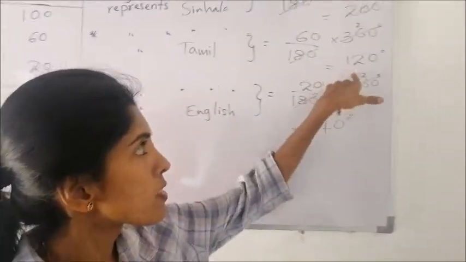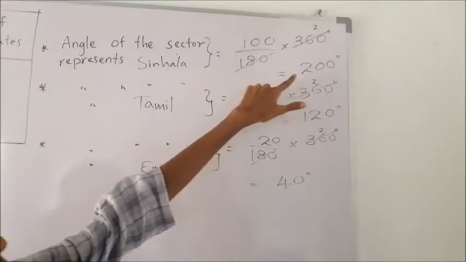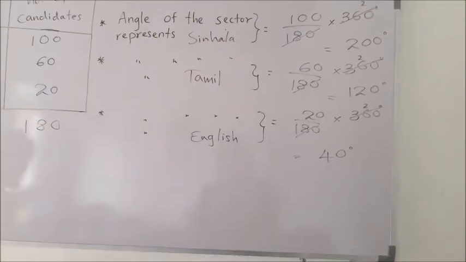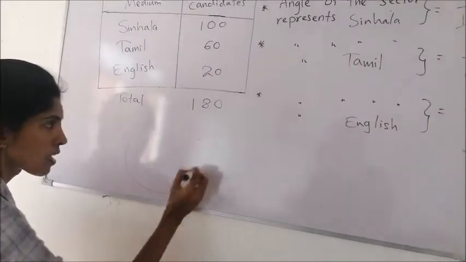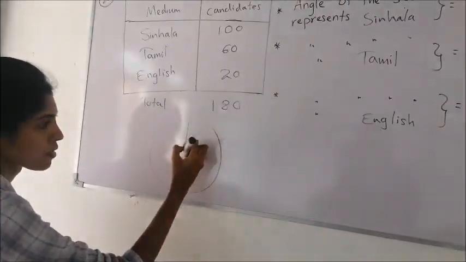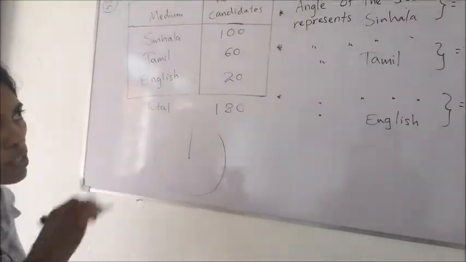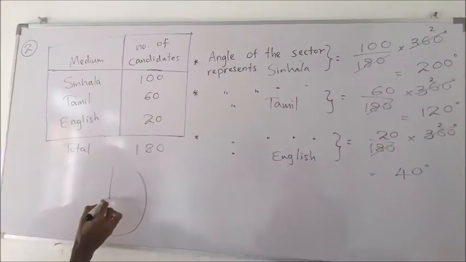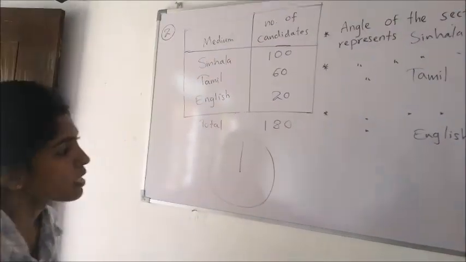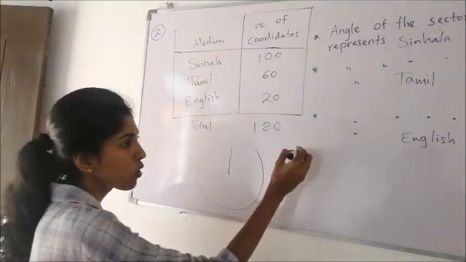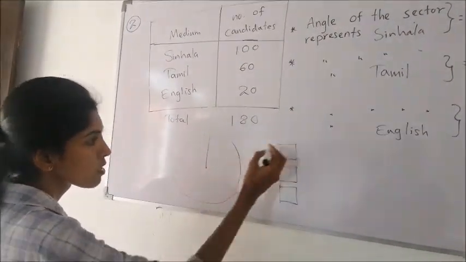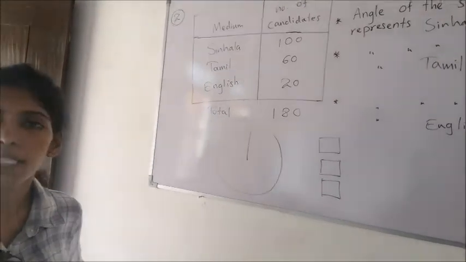Check whether the total is 360 or not. 200 plus 120 plus 40. 360 is coming. After that, you can draw the circle. As I told you earlier, mark the center. Then from one radius start. Firstly mark 200 degrees, right? After that 120, then 40. Okay, complete it by yourself. Then show the 3 different mediums separately with 3 patterns, so with 3 colors, right?